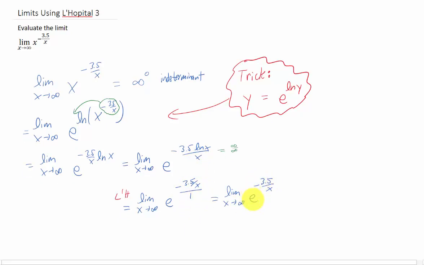Now, what happens to this function as x goes to infinity? Well, the denominator of this power gets really big while the numerator stays at 3.5. So if we take this limit, we get e to the 0 power, and anything to the 0 power is just 1. And that is the answer.